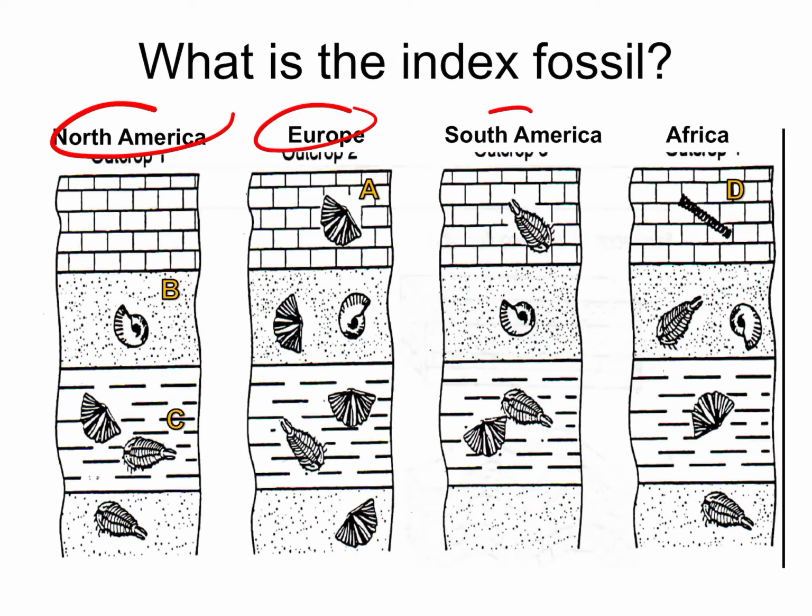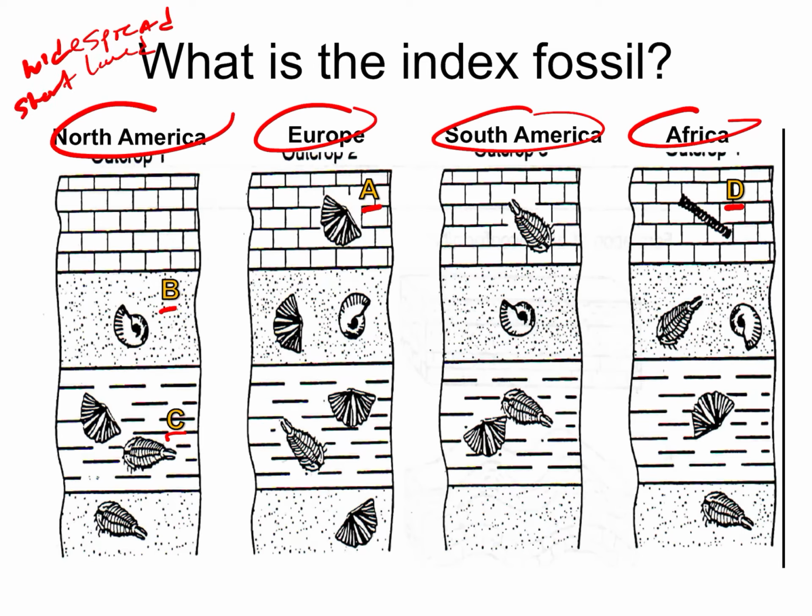So here you have 4 different places, and they all have fossils in them. Which one would be the best index fossil? Is it going to be A, B, C, or D? Remember, widespread. So whichever one it is, it should be in all 4. And short-lived. That means that it should only be in one layer. It shouldn't be expanding all throughout time from top to bottom.